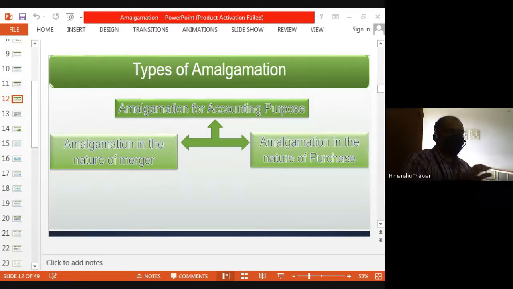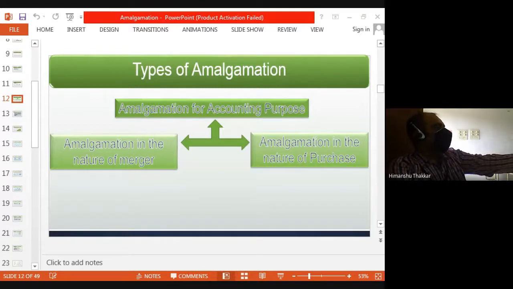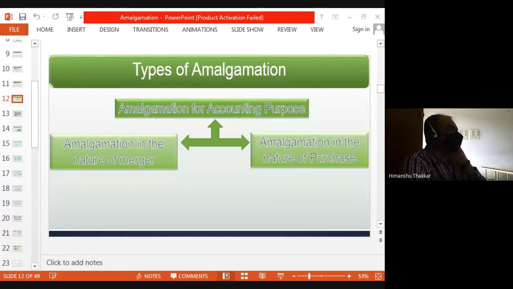So you know that, suppose we two are two companies. I am A Limited and you are my students. All the students online and offline are B Limited. Now suppose I take over B Limited under me. What have I done, amalgamation or absorption? If I am A Limited, I am taking over B Limited, what have I done? Absorption. I have absorbed B Limited into me.